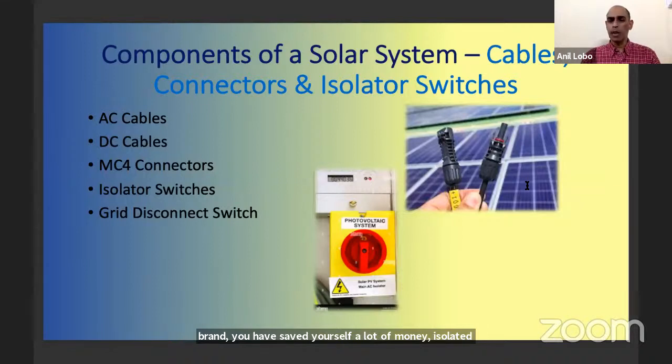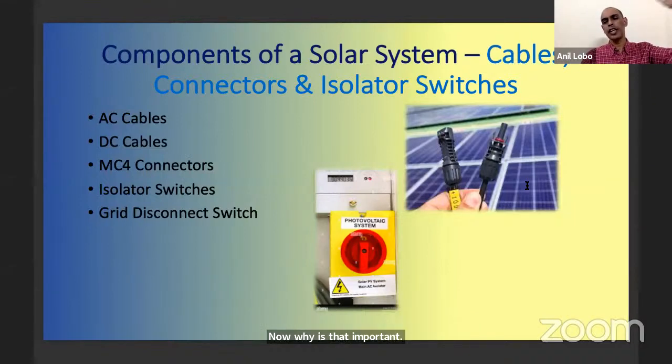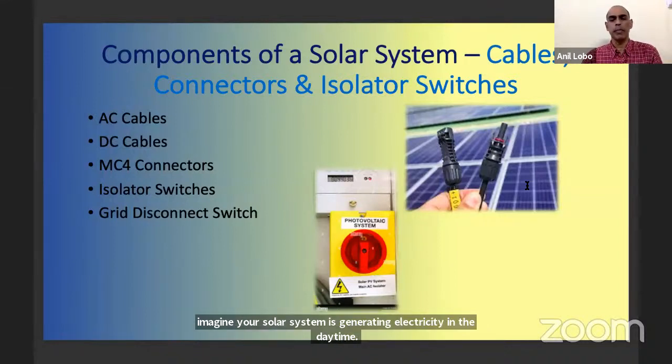Isolator switches are very important. People are very comfortable having AC isolator switches. You have circuit breakers and so forth. But very important is having a DC isolator switch. Now, why is that important? Imagine your solar system is generating electricity in the daytime and you want to do some sort of a service or some maintenance. You do not have an isolator switch.